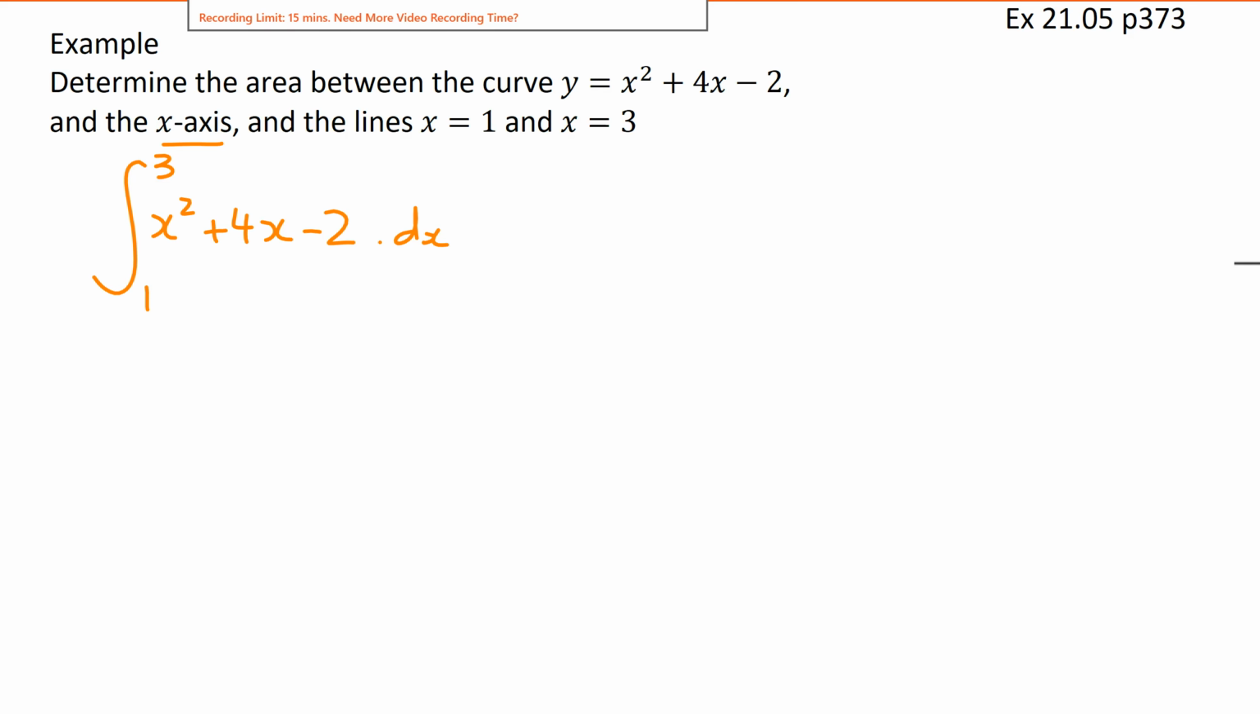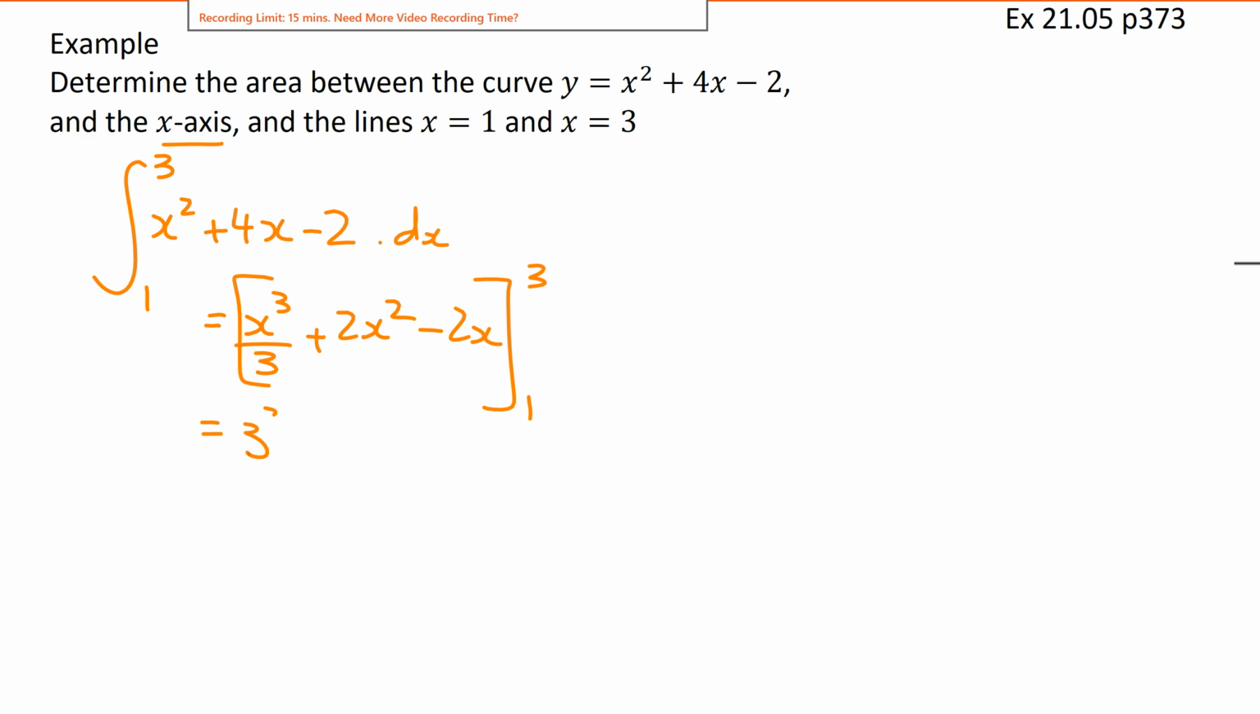Before I do the substitution part, I've got to integrate it first, yeah. So I integrate that. That now becomes x to the power of 3 over 3 plus 2x squared minus 2x. And now I put in square brackets. I put in square brackets to let me know I have to substitute in 3 and 1 later on. Now what do I do? That substitution that I was just talking about.